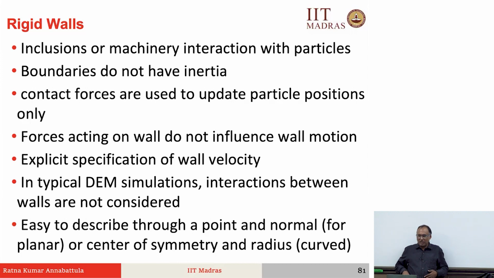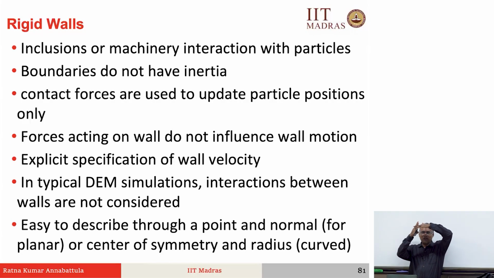That is the consideration in typical DEM simulations. Typically the interaction between walls is not considered. What do you mean by that? If I have a wall here and I have a wall here, normally what happens? If these two are interacting, there will be resistance, right? But in DEM simulations, we don't consider that.